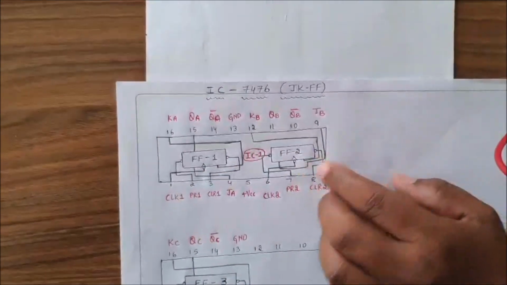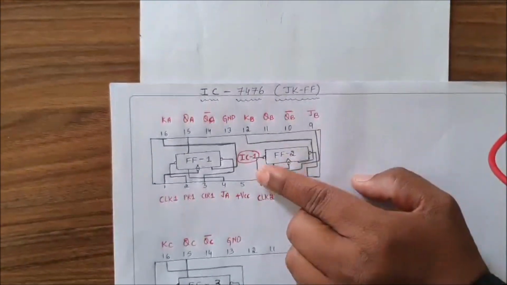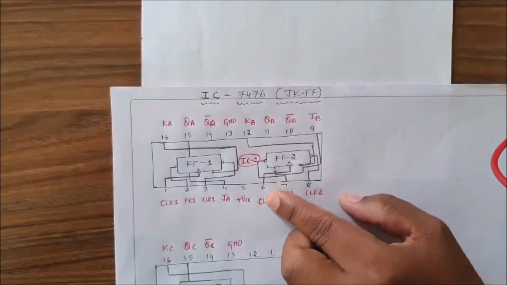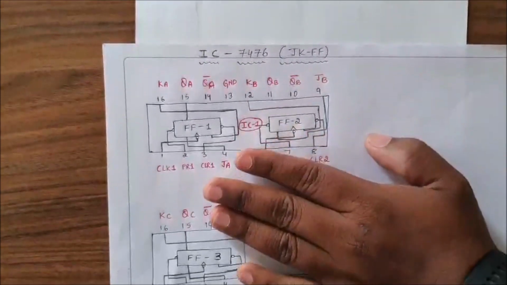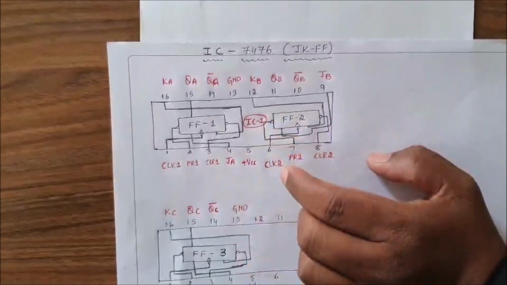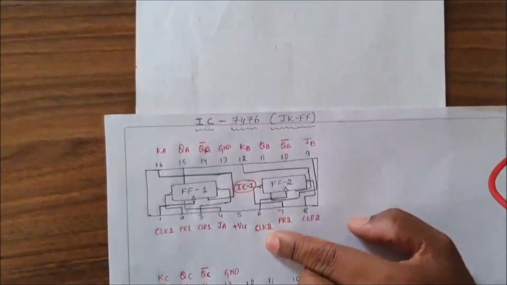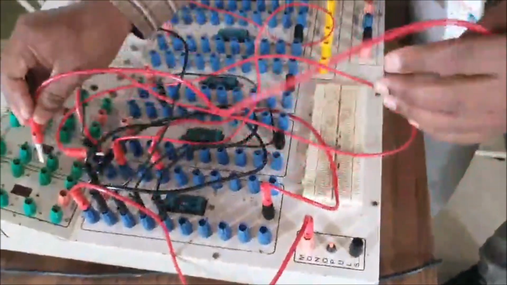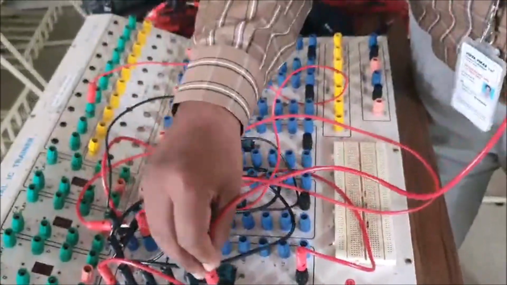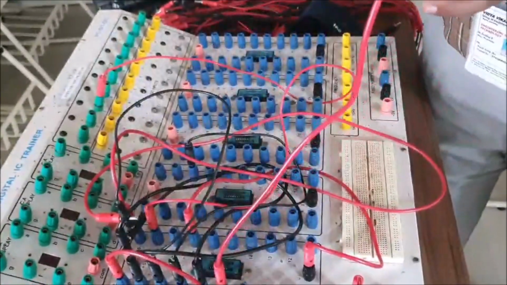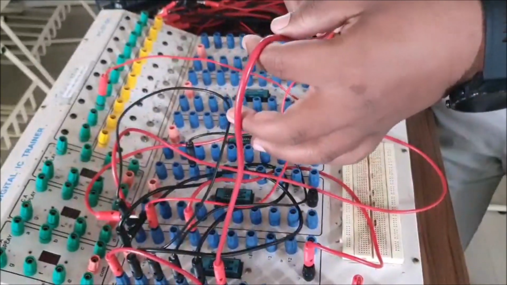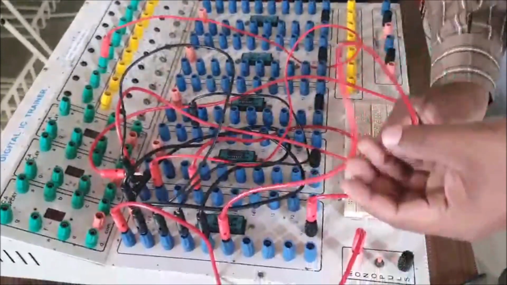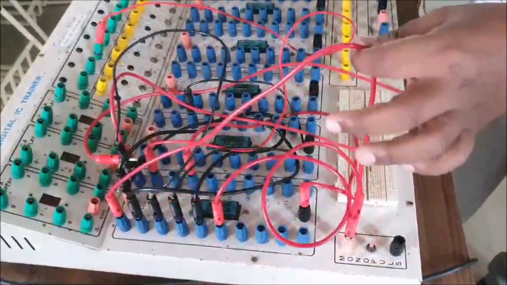Moving on to the connection of flip-flop 2. Here flip-flop 2 is in the same IC, that is IC1. The 6th pin is connected to the monopulse clock 2. See here, this is the 6th pin: 1, 2, 3, 4, 5 and 6. One end of the patch cord I will connect to the 6th pin. Another end I will connect to the monopulse clock.